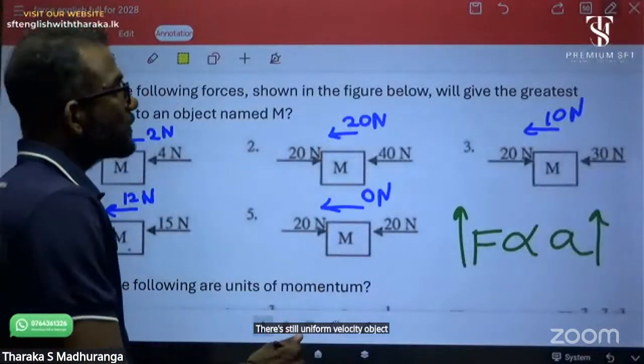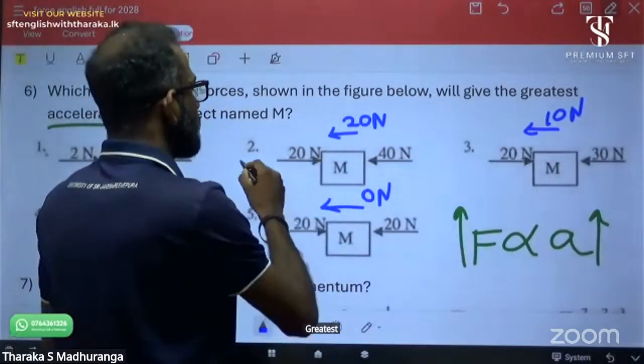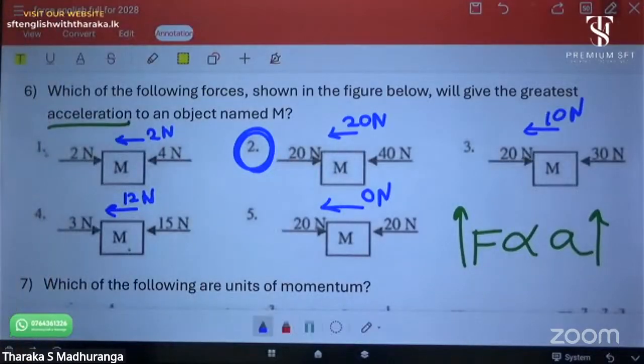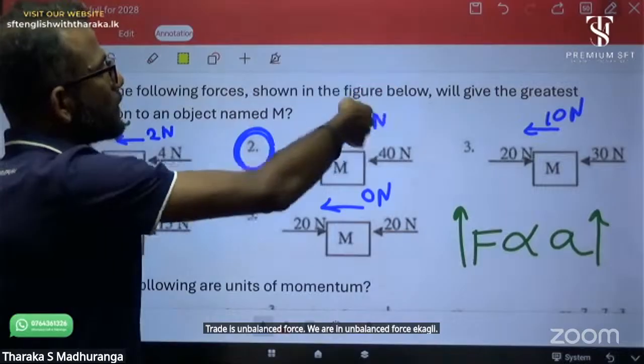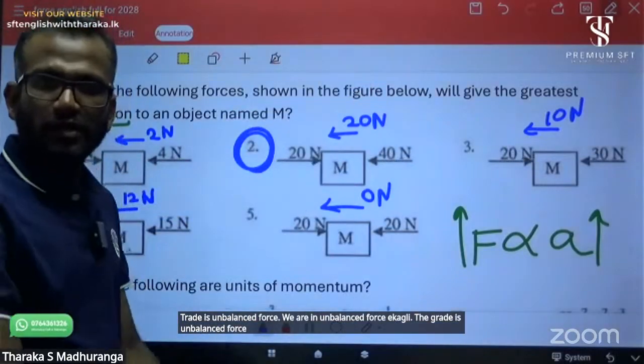Then the greatest unbalanced force gives the greatest acceleration. Answer number 2. Right? Any doubt?